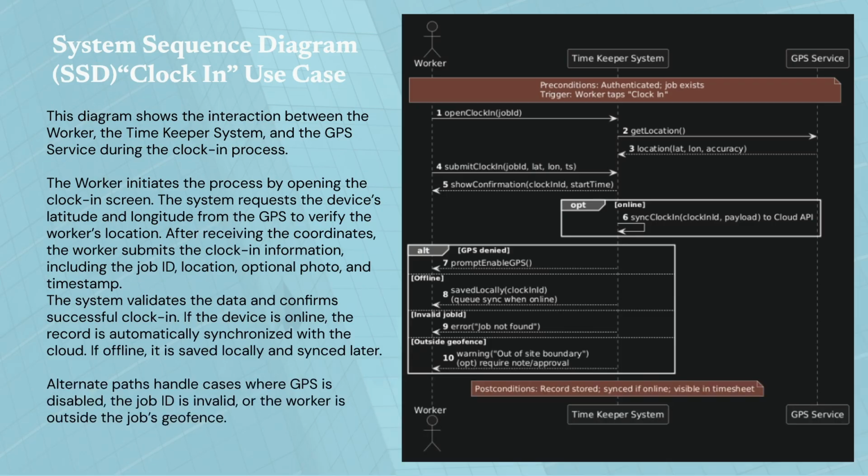This is our system sequence diagram. This shows the interaction between the worker, the timekeeper system, and the GPS service during the clock-in process. The worker initiates the process by opening the clock-in screen. The system requests the device's position from the GPS to verify the worker is where he says he is. And then after checking the position, the worker can submit the clock-in information, including the job ID, position, optional photo, and timestamp.